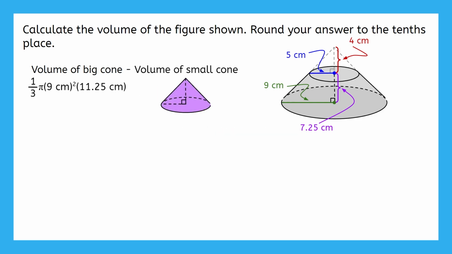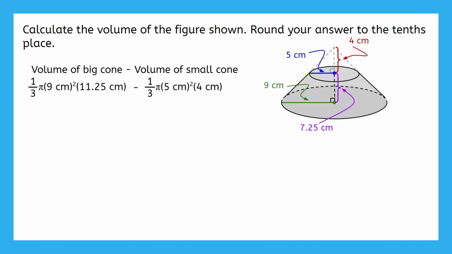Now we can set up an expression for the volume of the small cone. We'll use the same cone formula again. The area of the base this time is pi times 5 squared. And the height is 4 centimeters. Let's take that expression and bring it up here. Then let's bring down the subtraction that we decided on earlier.